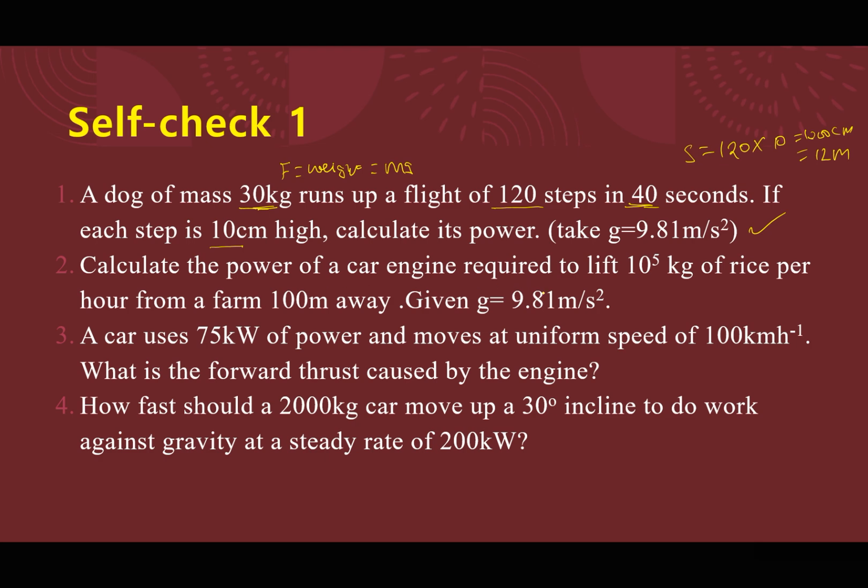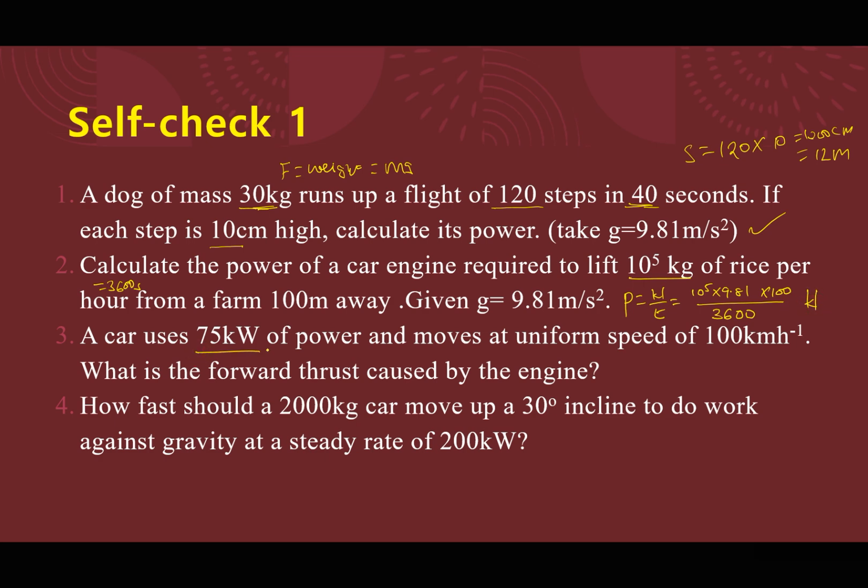Calculate the power of a car engine required to lift 10 power 5 kilograms of rice per hour. So time is 1 hour, which is 3,600 seconds. Given that g is 9.81, power is equal to work done over time taken. The work done is force, which is 10 to the power 5 times g, which is 9.81. That is force. Then times distance, which is 100 meters, divided by the time, which is 3,600. So you get the answer in watts.